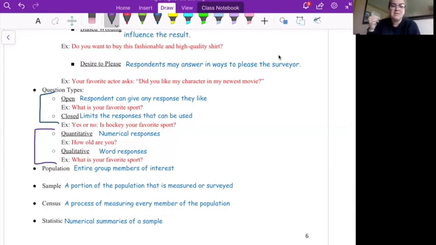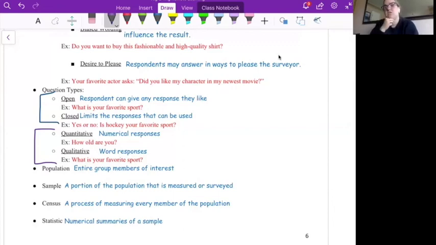A census is a process of measuring every member of the population. So if instead of only going to 5 homerooms, you wanted to go to every single homeroom in Highlands Ranch, then you would get the whole population. And then a statistic is just a numerical value, a numerical summary of a sample. So that is our important vocabulary.